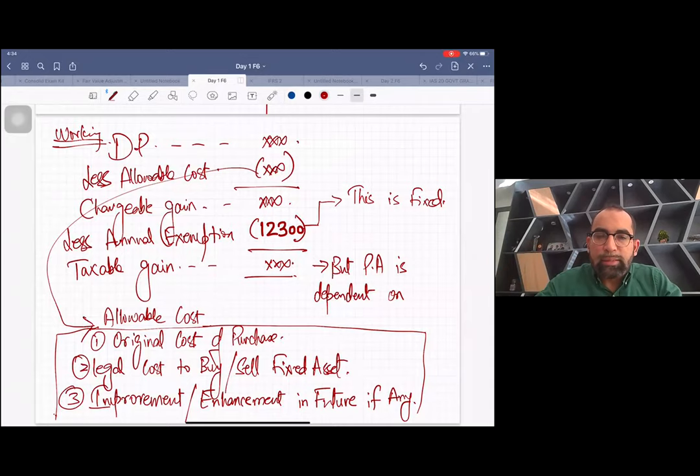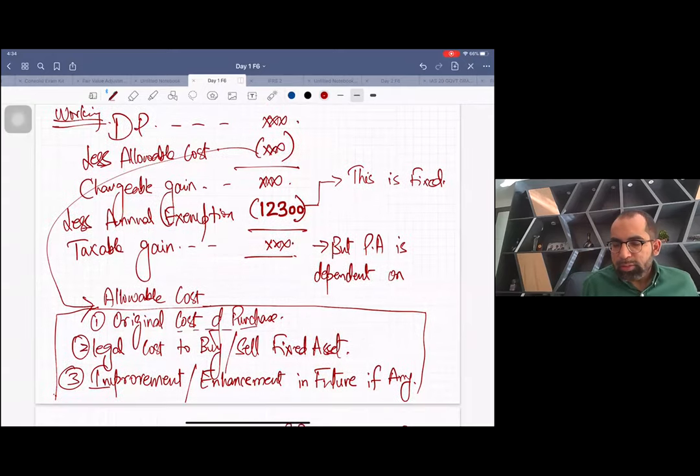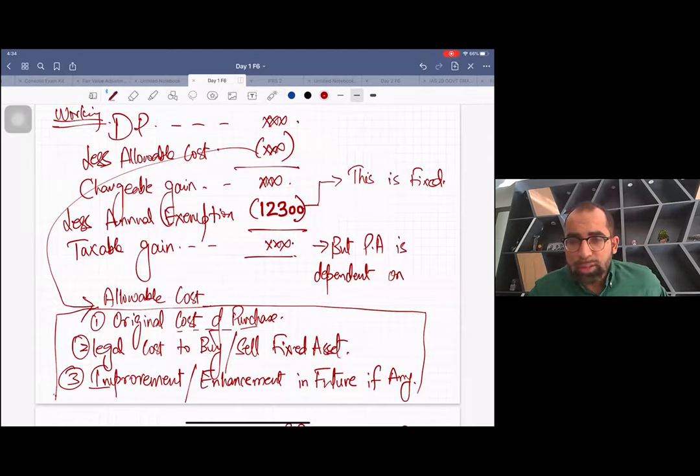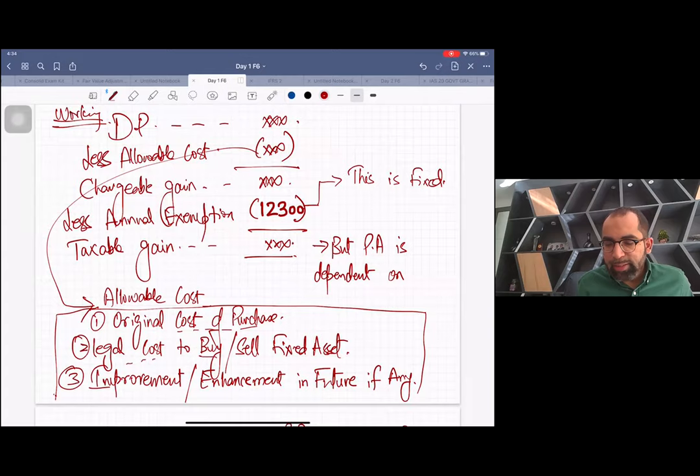Now listen, this is the format, students. This is the format of computation of gain. First of all, we write DP, disposal proceeds, less allowable cost. Now wait, which costs are allowed? Listen, first of all, the original cost of purchase is allowed. Number two, the legal cost to buy and sell that chargeable asset is also allowed.